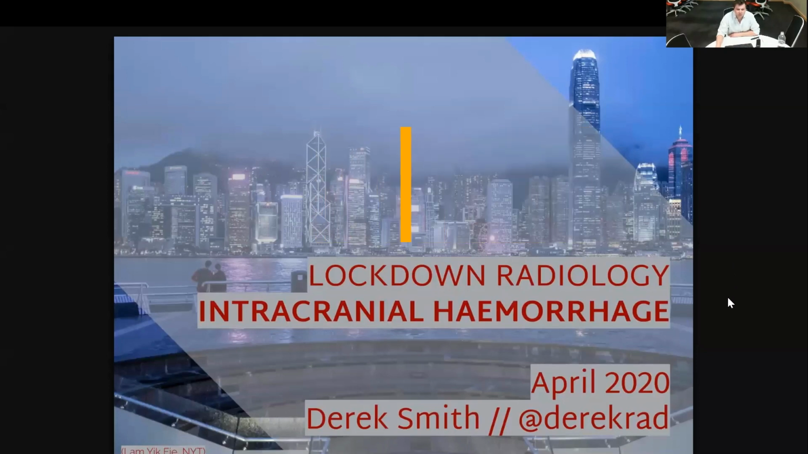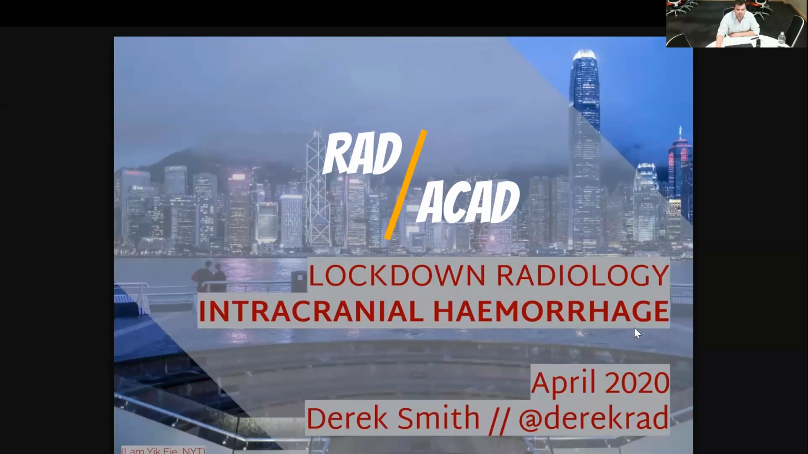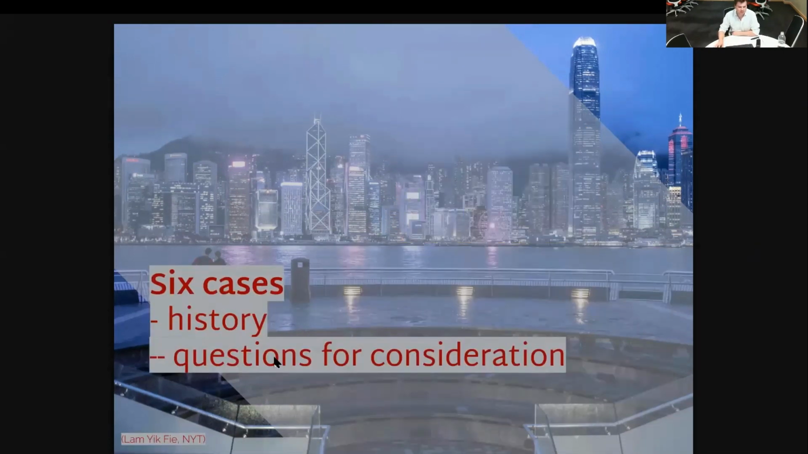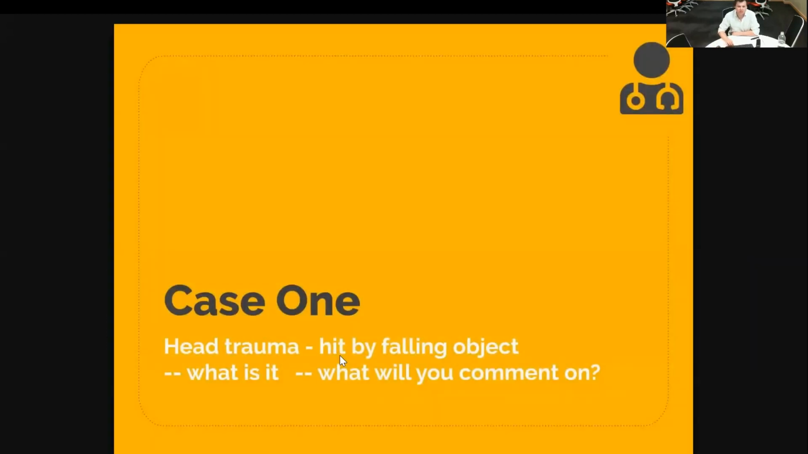The first session we're going to do today, we're looking at lockdown radiology, and we're going to look at the intracranial hemorrhages. So 6 cases that we're looking at. We're going to be looking at a short bit of history and then questions for consideration. So the first case was a case of head trauma, hit by falling object. The question we were asking is, what's on the scan and what will you comment on?